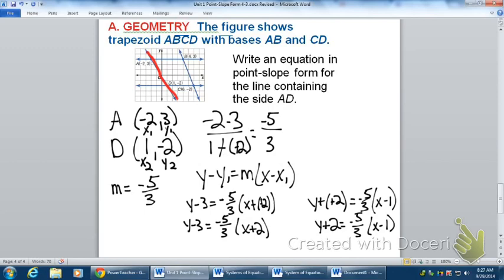Because I plugged in a negative 2 for y. So either one of these answers will work. Does everybody understand why either one of these answers will work? All I did was plug it in to both of those points. Okay?